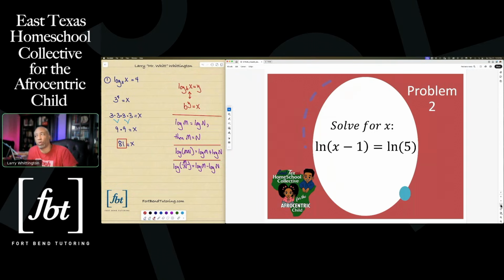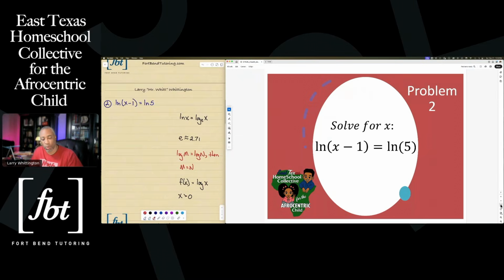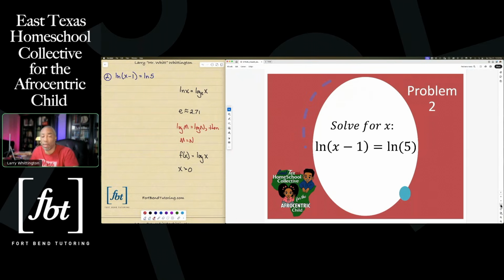For problem number two, we are given the following. Let's go ahead and scroll up, huh? We have the natural log of the quantity x minus 1 equals the natural log of 5.